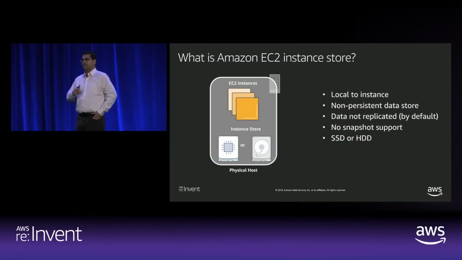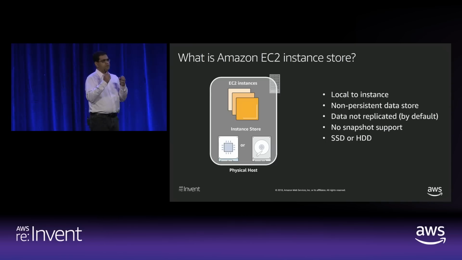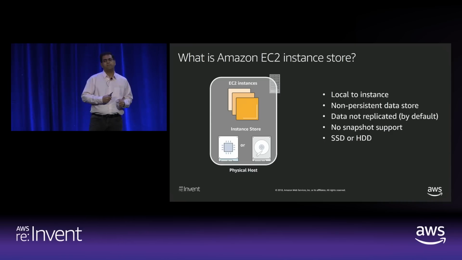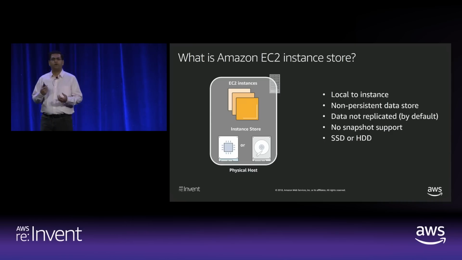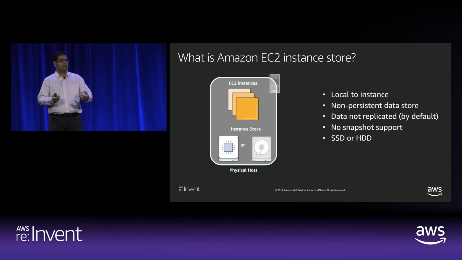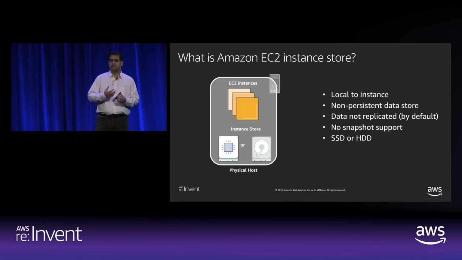So let's start with what is EC2 Instance Store. When you think about the instance store, really think about it as being local to the instance. It is non-persistent in the sense that if you start and stop your instance, the storage goes away. A point of confusion and question that we are often asked is, oh, what happens if you reboot the instance? And if you reboot the instance, the storage still stays, right? So the non-persistence really refers to when you stop an instance, what happens to that?